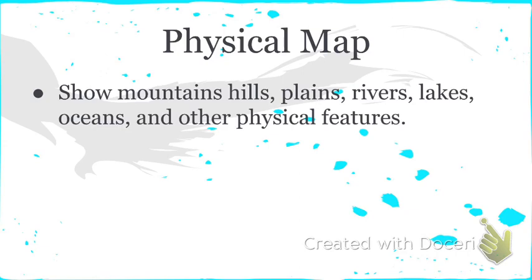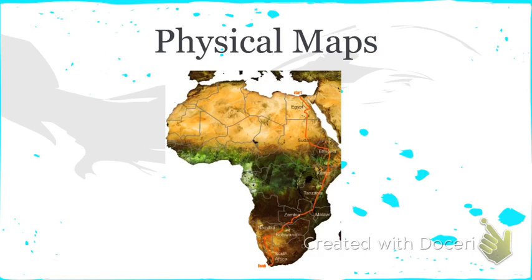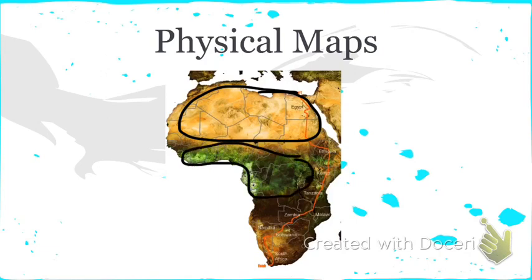Physical maps. Physical maps call out landforms and water features. The physical map of a place shows things like hills, plains, rivers, lakes, oceans, and other physical features. Here we have a physical map of Africa. In the center part right here, you can see there's a big desert. Along here where it's more green, you're going to have jungle. You can also see, can you see a river? You can see the Nile River right here. So this map is a physical map because it shows the physical features of the Earth's surface.